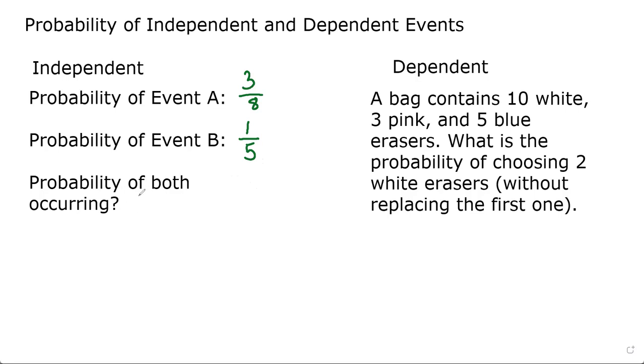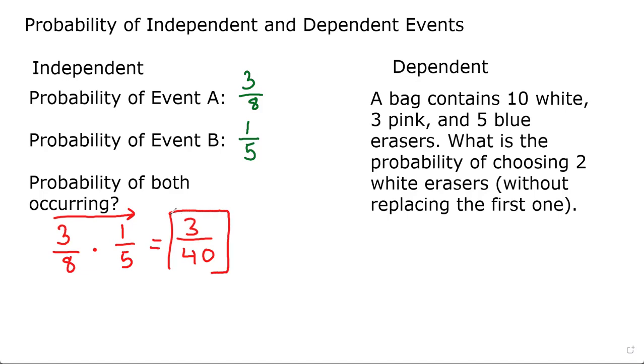So you take the 3 out of 8 and you multiply it by the other one. Just like you multiply for the sample space, you multiply here. You just have to remember how to multiply fractions. You multiply straight top to top and bottom to bottom. So it goes straight across. 3 times 1 is 3. 8 times 5 is 40. Done. There's a 3 out of 40 chance of both of them happening.